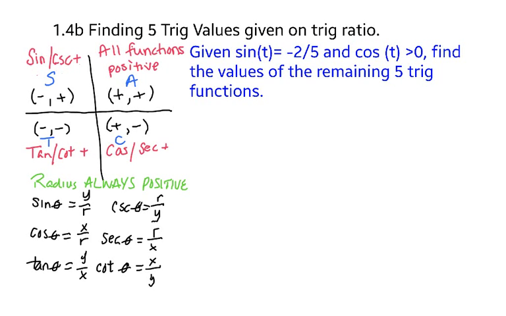Okay, this is section standard 1.4b, learning target of finding the 5 trig values given 1 trig ratio, and some additional information. Once again, I've just highlighted the big ideas we kind of need heading into this. So the first thing we need to do is understand where each of our functions are positive and negative on the quadrants for the coordinate axes.